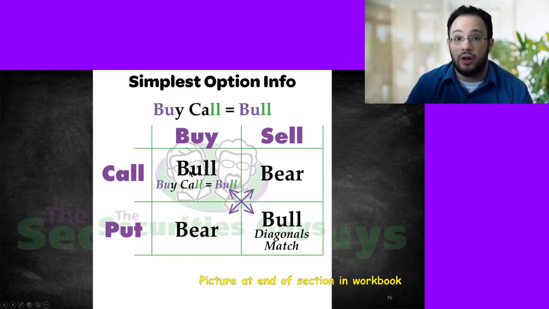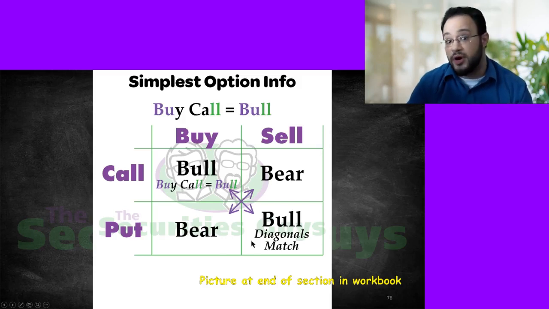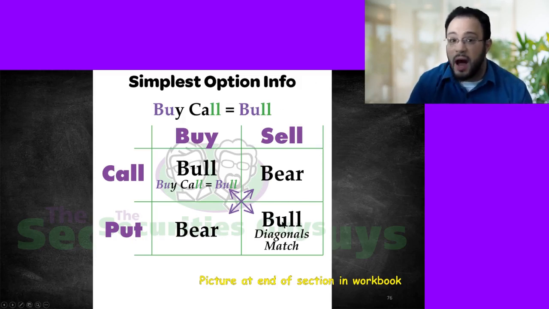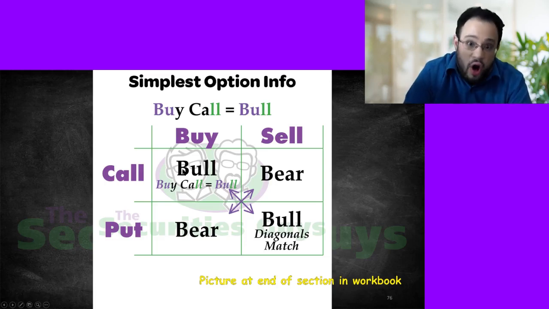Buying a call or selling a put are both bets it's going to go up. A put buyer, remember, is betting it's going to go down, right? Put down. So the seller is opposite, going up. Same thing with a buy call. Call buyers call up.